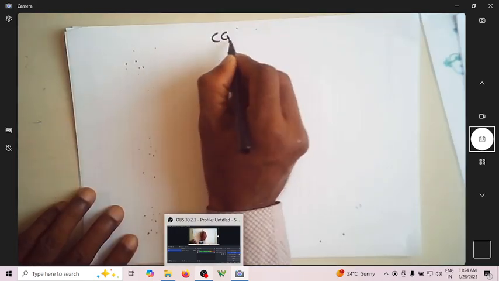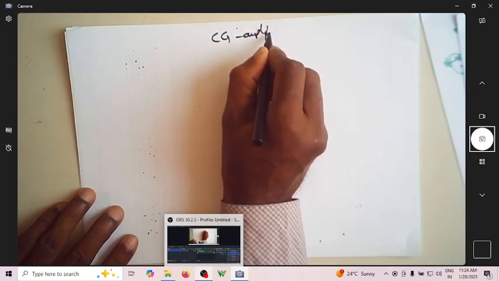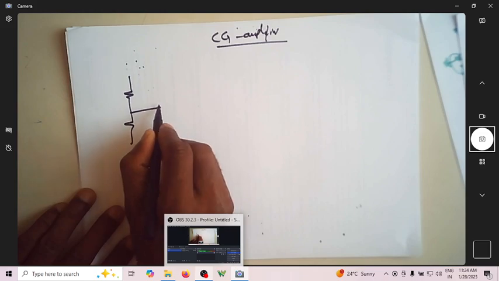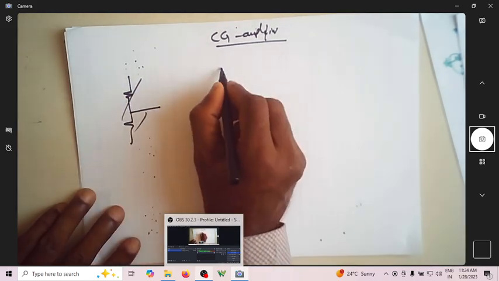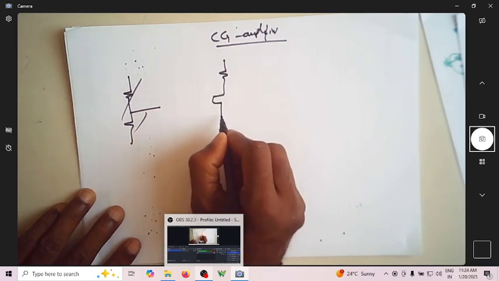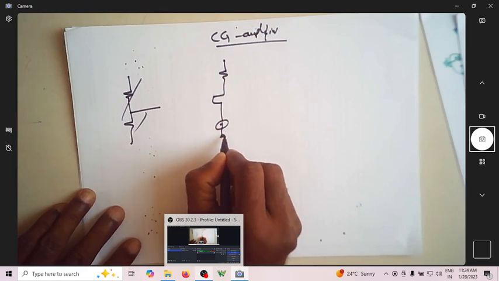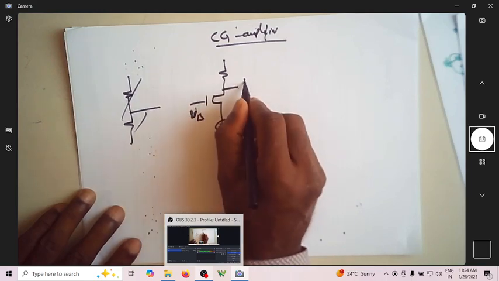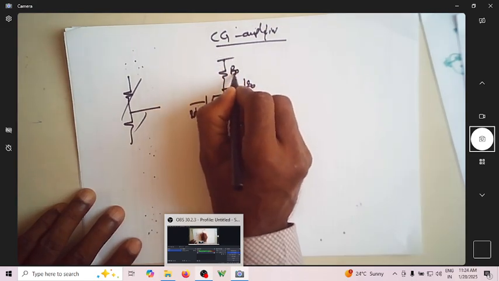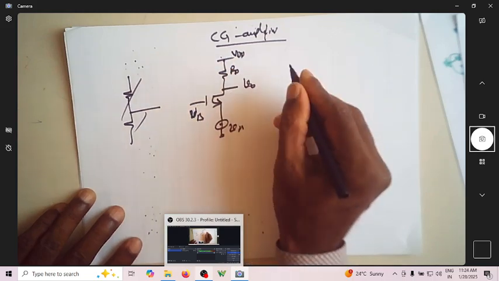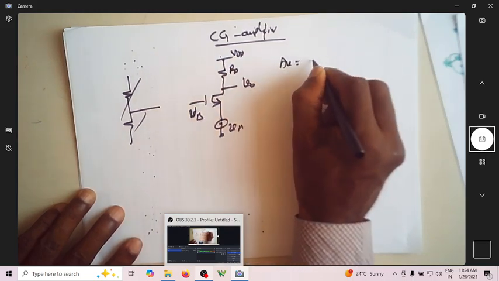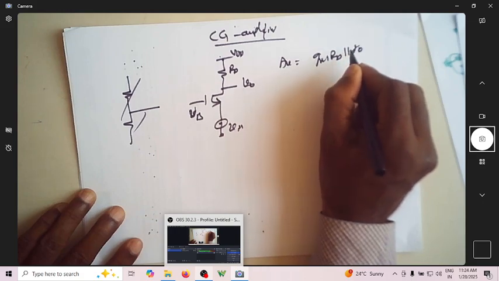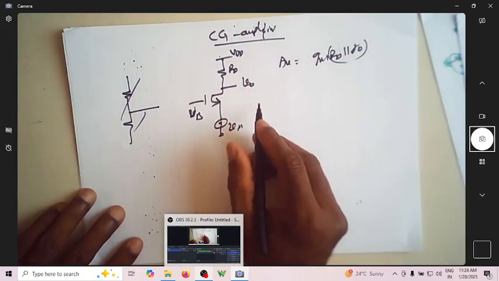Okay, let me just look for CG amplifier. Okay, let me just write a very simple CG amplifier, which is something like this. V in, this is VB, this is V0, so on. This is RD, this is VD. So expression for AV is GM into RD. If lambda is non-zero, then this is R0, parallel with R0.